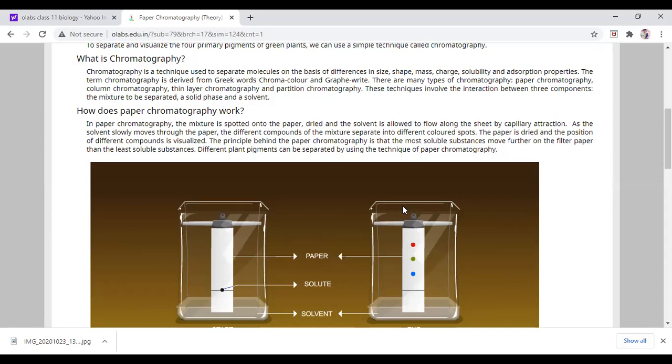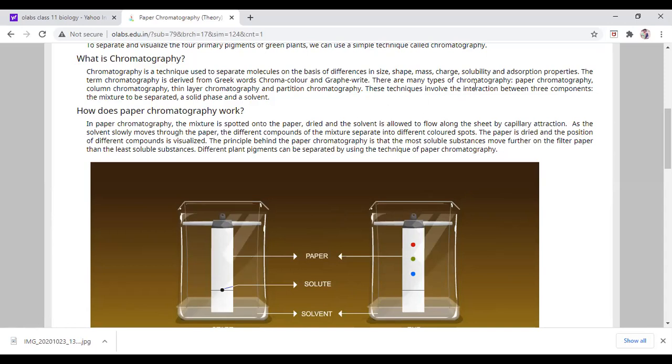What is that something? Something is the organic compound. The organic compound is separating itself on the paper at different levels. So we are able to understand that the substance is present in the leaves.